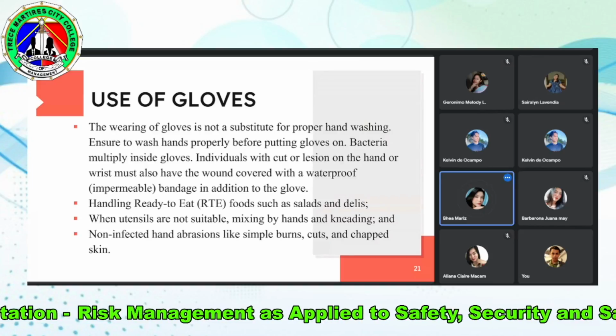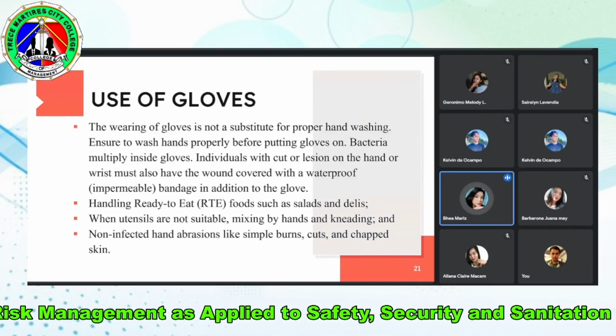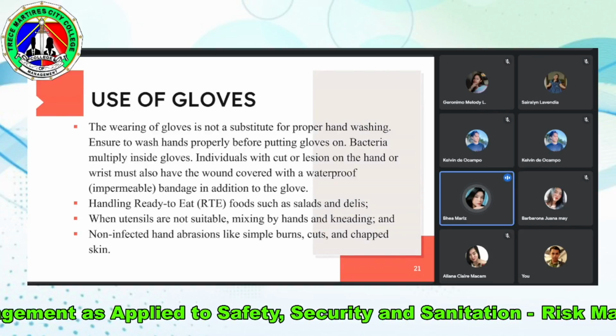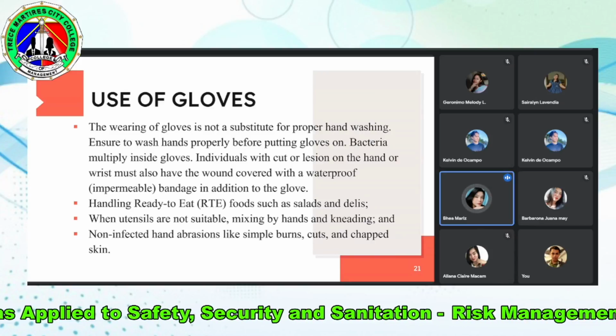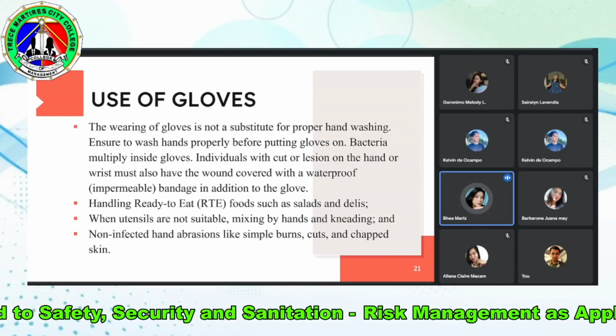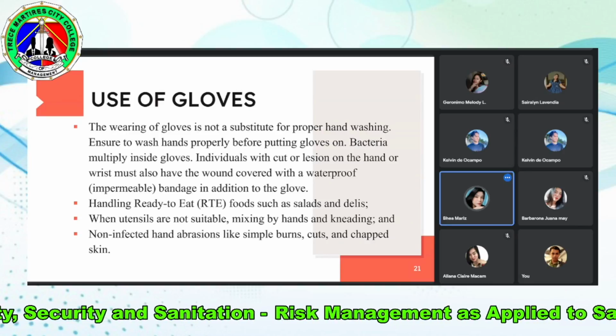And then, when utensils are not suitable, mixing by hand and kneading, and non-infected hand abrasions like simple burns, cuts, and chapped skin.